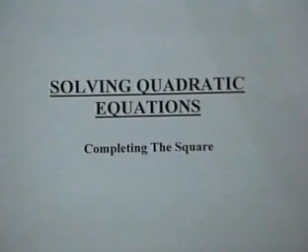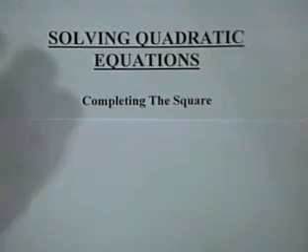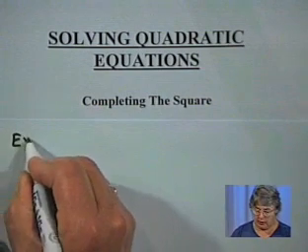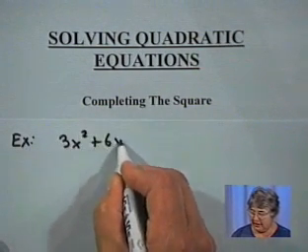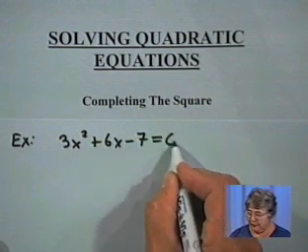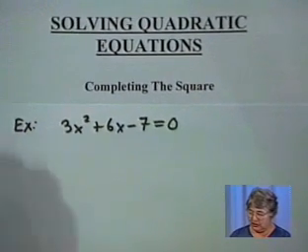We're going to continue to work with methods for solving quadratic equations. In this case, we're going to be using the method of completing the square. Suppose, for example, that you have the following quadratic equation: 3x squared plus 6x minus 7 equals 0. If you remember, this is a quadratic equation.